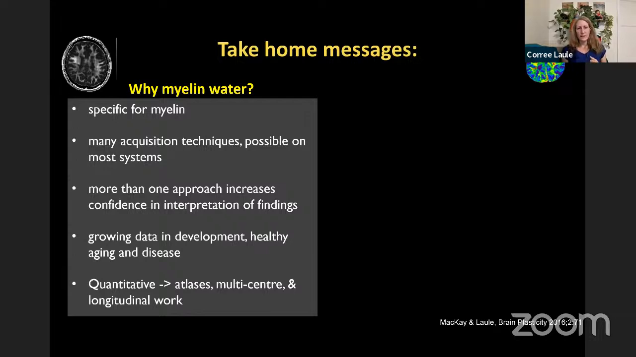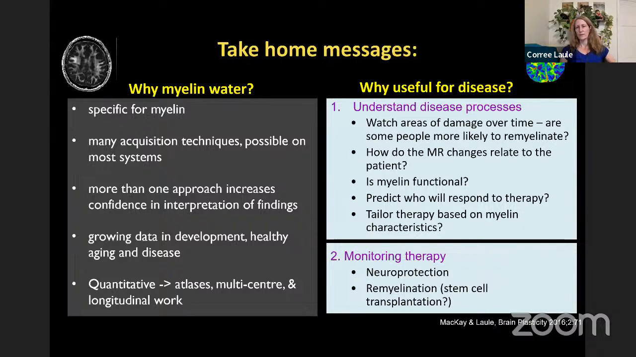There's growing data emerging in development, aging, and disease. And I think, ultimately, with the advent of atlases and multi-center studies, this is a technique that we're going to see a lot of growth in in the next decade. There's lots of potential uses in terms of understanding disease processes. Can we watch areas of damage change over time? And for some people, are they more likely to remyelinate than others? And if so, what can we learn about them?